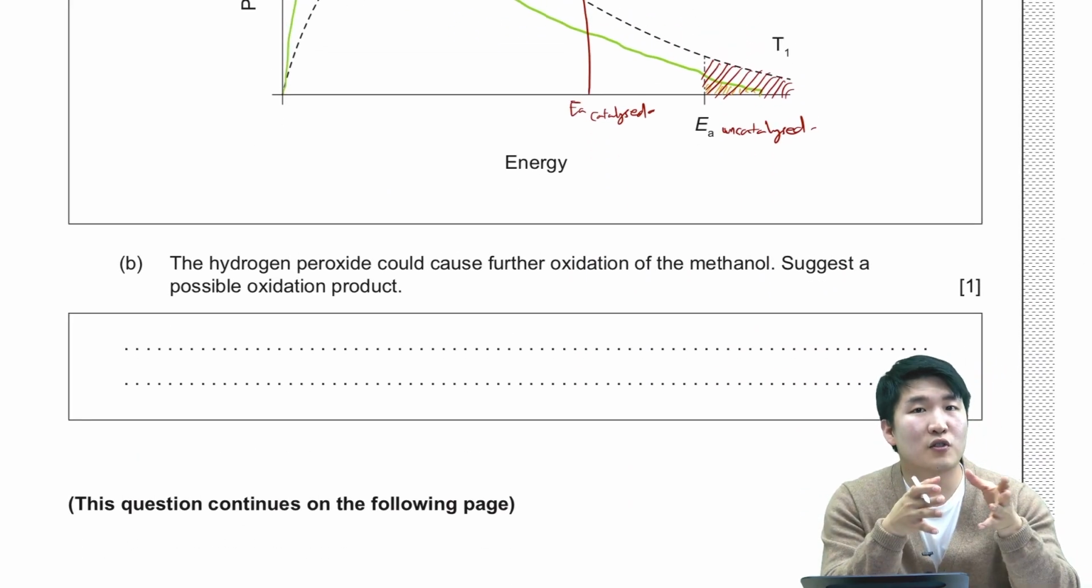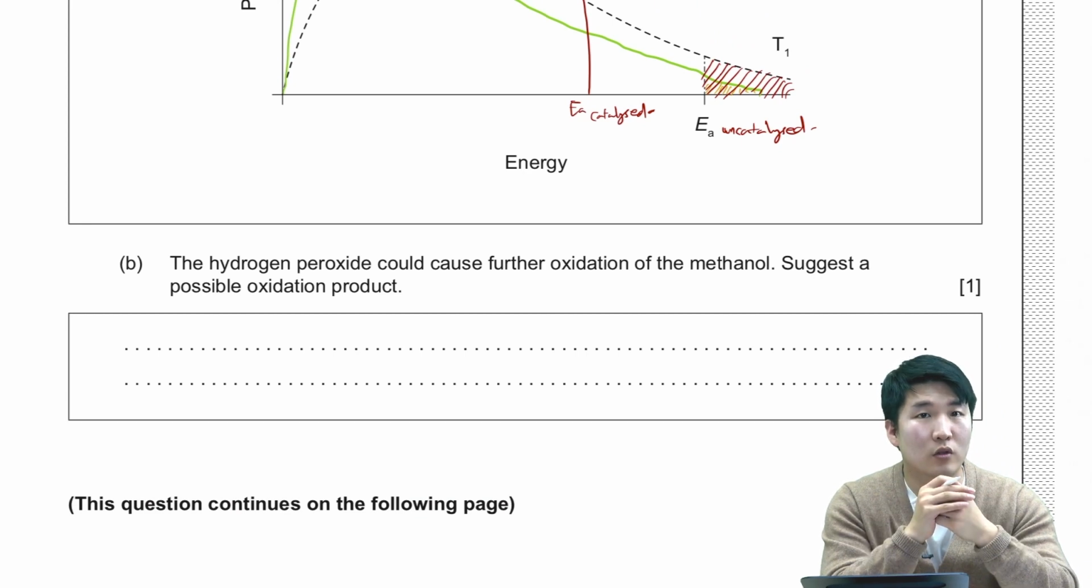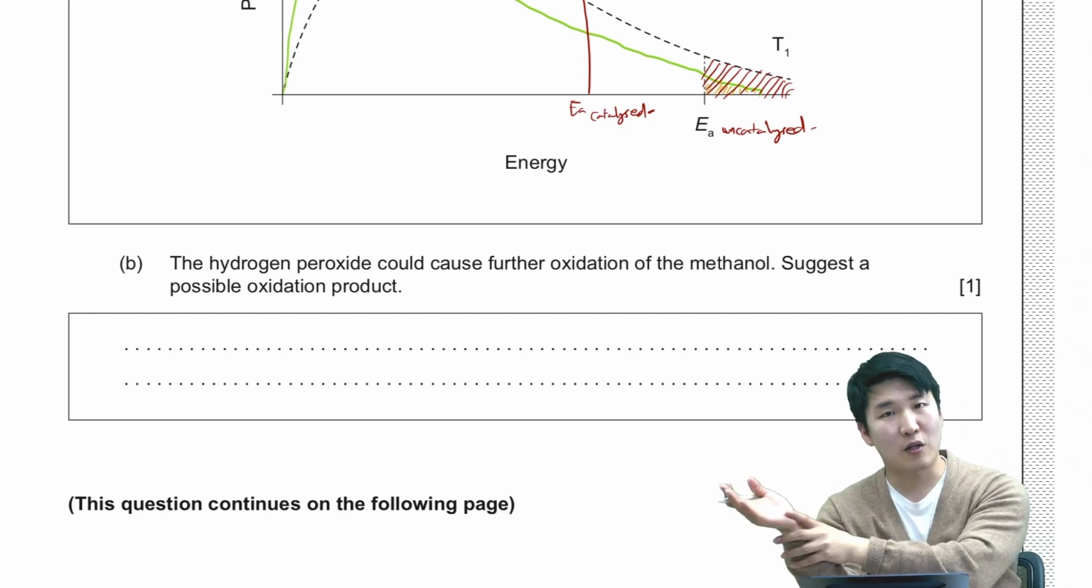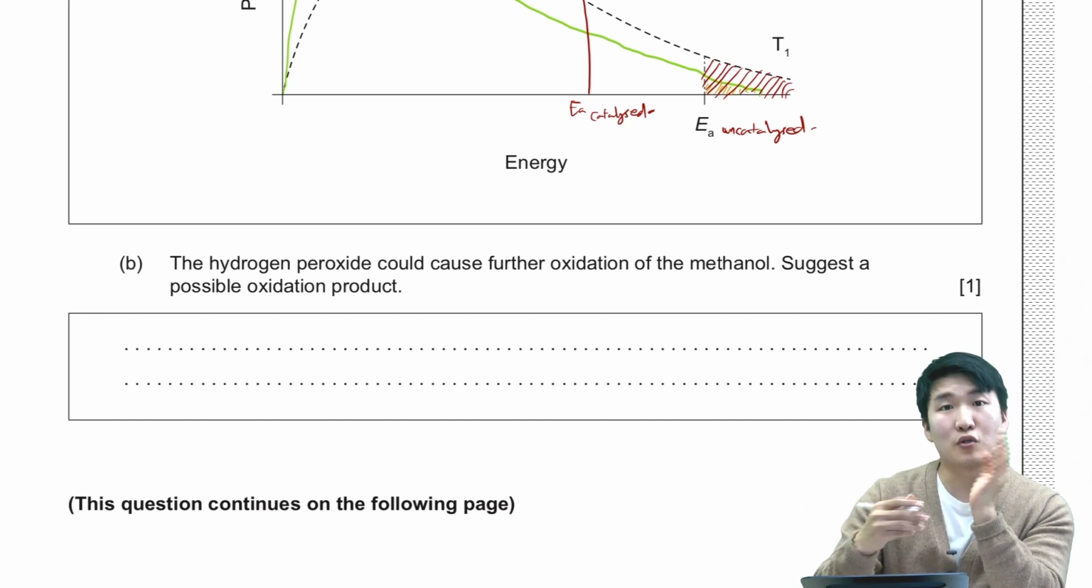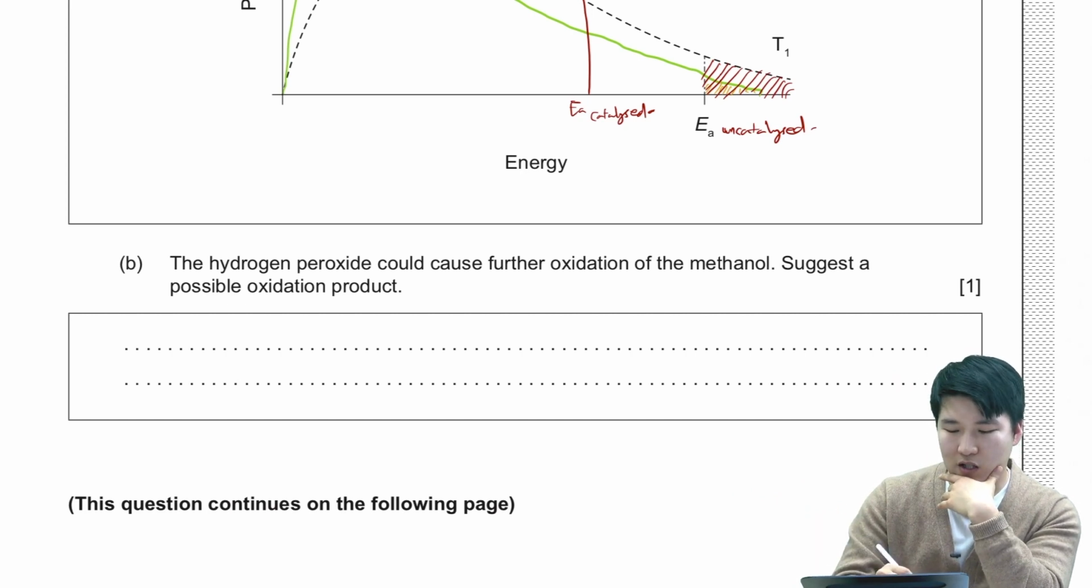Hydrogen peroxide could cause further oxidation of methanol to methanoic acid. So oxidation is going to produce methanol, but further oxidation will produce methanoic acid.